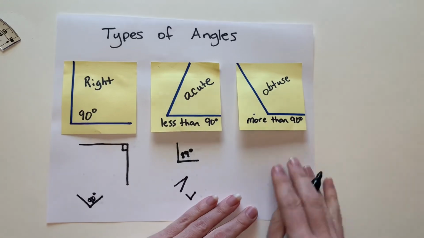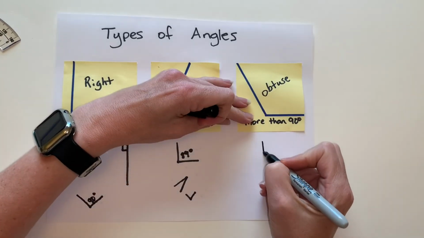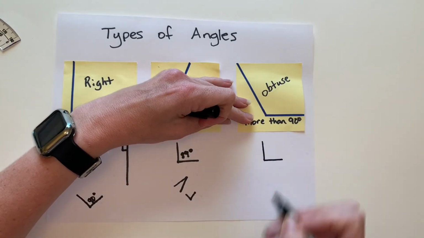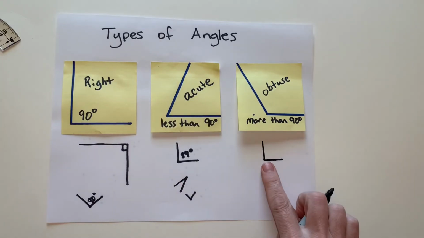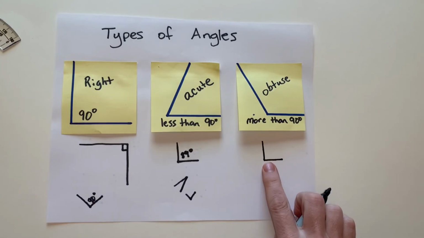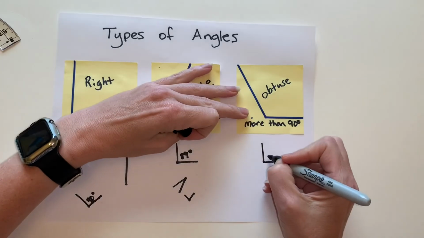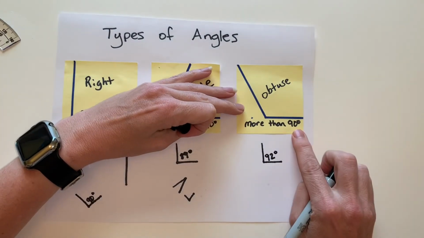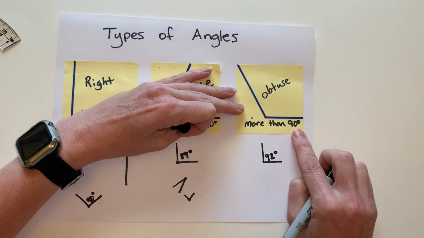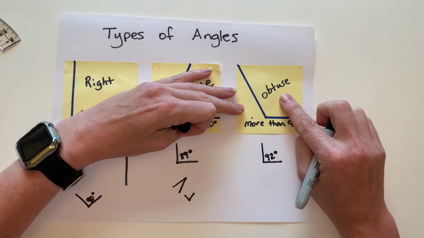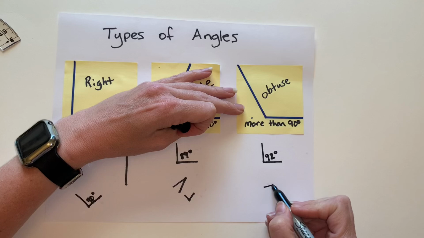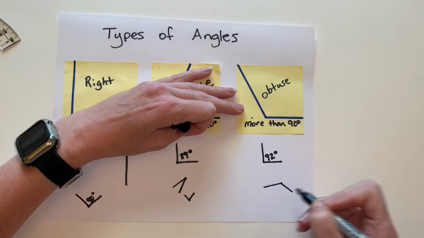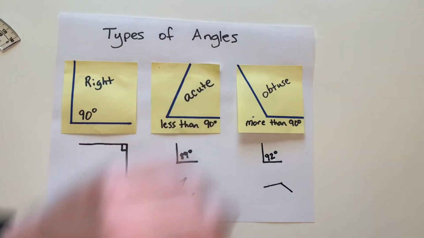Your obtuse angle, you could also see it very similar to that right angle. It could look exactly like it. But again, if it doesn't have that little box or not labeled, you have to be very careful. So this one could be labeled 92 degrees. Well, 92 is more than 90. So if it's labeled more than 90, then this has to be an obtuse angle. And you could see an obtuse angle like this as well. You can see how much bigger that is.